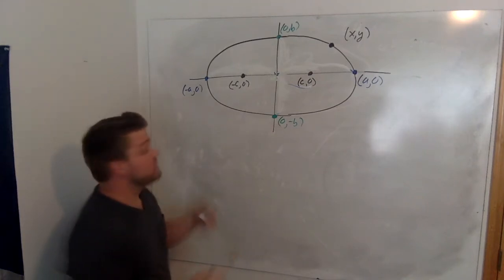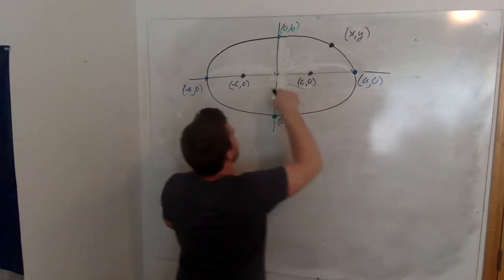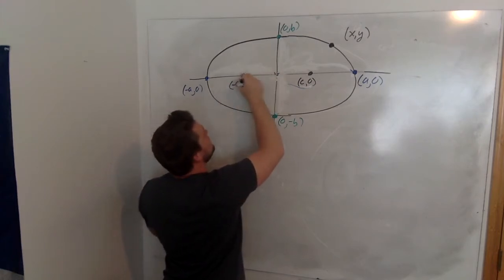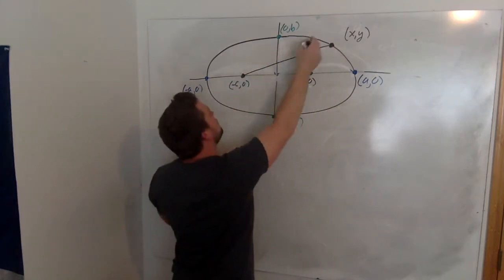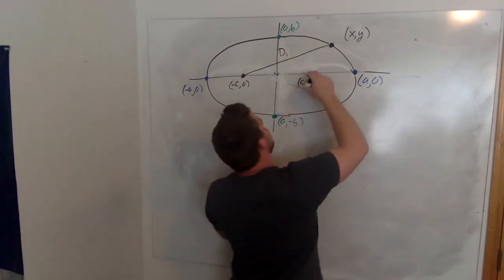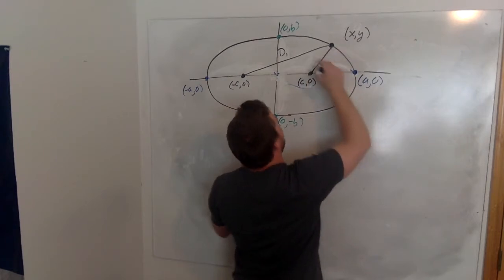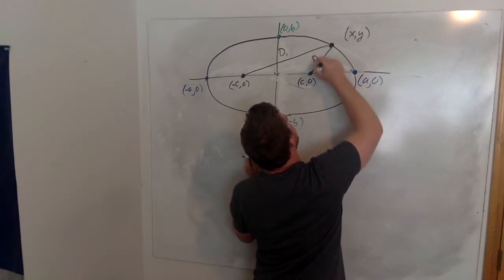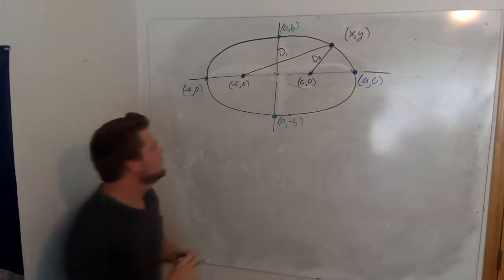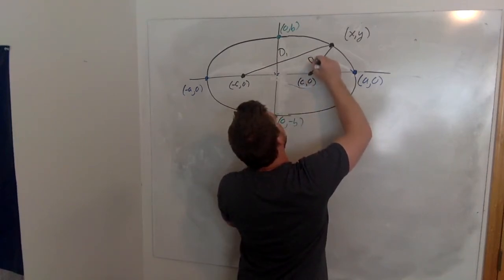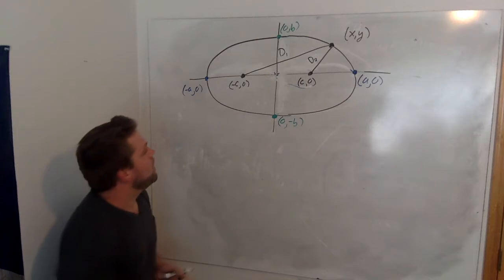And what must we know that's true about this point based on the definition? Well, if we draw a line from, maybe we'll call this the first foci, or the left foci, from here to here. Let's call this distance D1. And then we have the distance from our right foci to our point. We'll call this one distance D2. Now, what must we know?